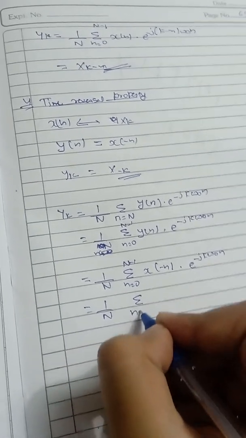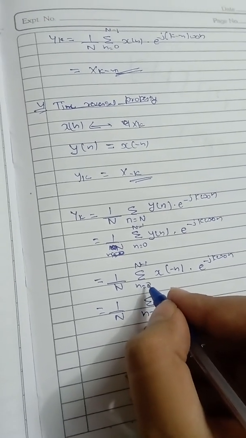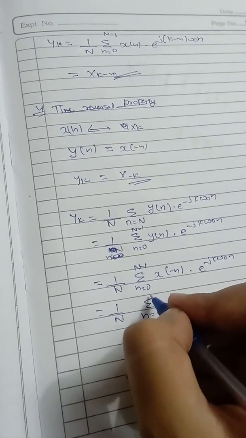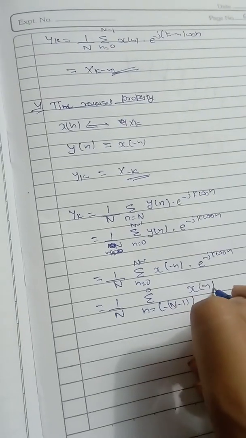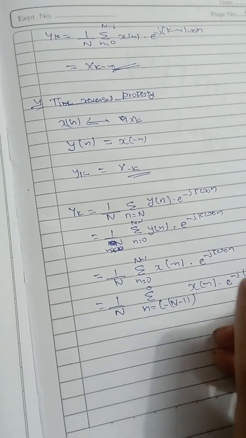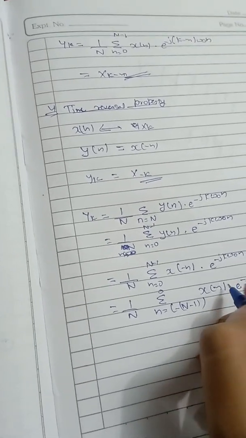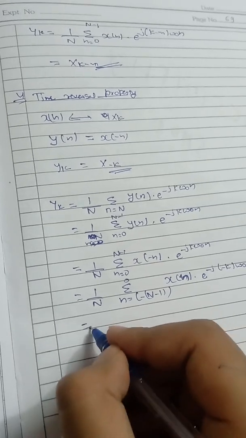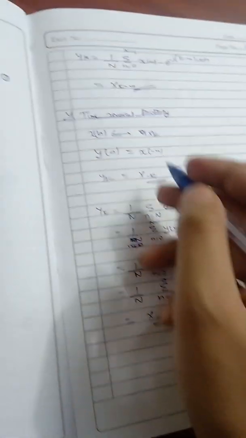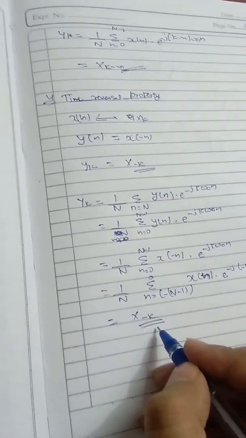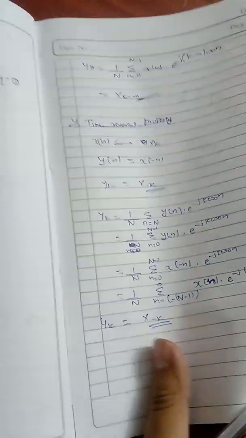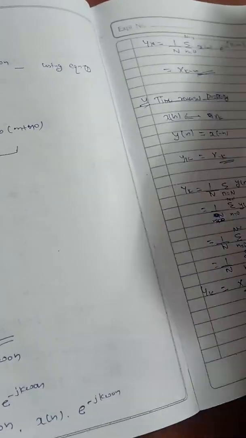Now the limit gets changed, n equals minus of (capital N minus 1) to 0, and it is x of m into e raised to the power minus j plus k omega naught m. Sorry, it is x of n, and now it is just similar to x of minus k. So the time reversal property gets proved here, that y of k equals x of minus k. So the last property for the discrete time Fourier series is Parseval's relationship. So now I am going to prove the Parseval relationship.